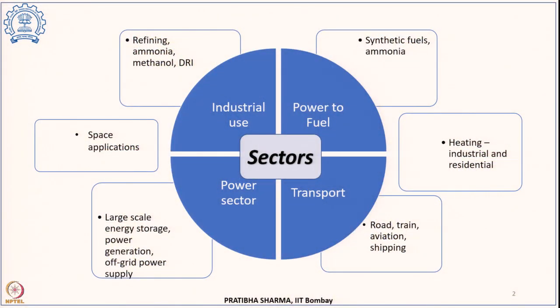Now, the different sectors in which hydrogen is either currently used or will have a future usage include the industrial segment, where it is used as a feedstock for refining, ammonia synthesis, methanol synthesis and the DRI process. Another major application of hydrogen, for a very long time, was space applications. But the use of hydrogen will increase in other segments, like synthetic fuel, where electrolytic hydrogen will be converted to fuel for producing different liquid fuels and for ammonia as well.